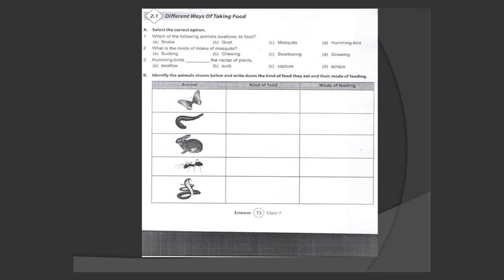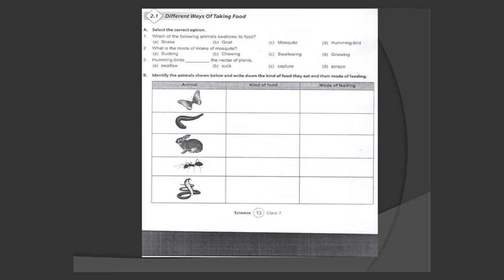Third, rabbit. Rabbit will eat seeds and fruits. It bites with its front teeth, and that is called gnawing. G-N-A-W-I-N-G. Write it down. Gnawing.